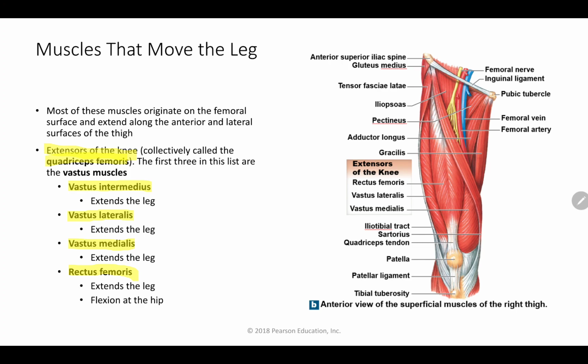And then looking at extensors at the knee, right? The extensors at the knee are going to be those three vastus muscles and the rectus femoris, okay? They're going to help to extend the leg at the knee, okay? And these are going to be called your quadriceps femoris, right? The extensors of the knee are going to be those quadriceps femoris.